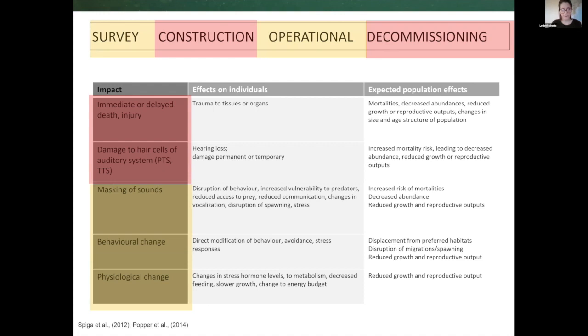In yellow, these are usually associated with chronic increases in background noise over time. So an example here would be the vessels used during surveys before the wind farms are built, and then the vessels used during the operational phase to maintain the individual turbines. So we have this increase in background noise over a long time period, which is likely to have these lower level impacts, such as masking, behavioral change, and physiological change. And of course, also during the operational phase, there is a continuous vibration from the turbine. We must remember that there's that coupling to the seabed, and therefore that vibration could also go down into the seabed itself.